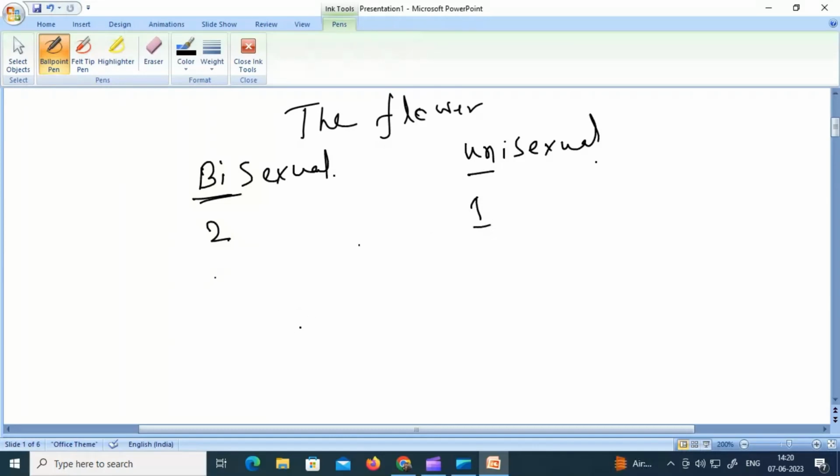So in bisexual, both male and female parts will be available. But in unisexual, either the male will be present or the female will be present. So that's why it is unisexual. For example, the cucurbita flower is one type of unisexual flower. So that is over.